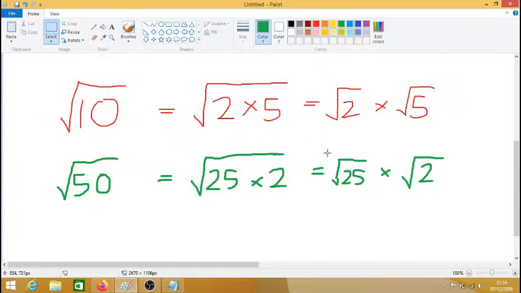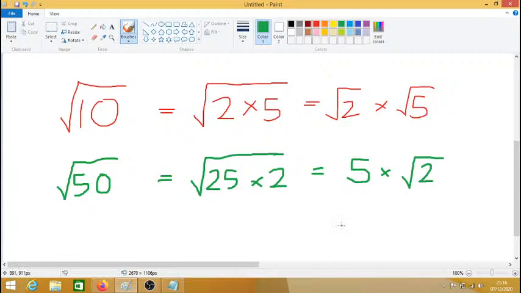That's going to be 5. So you can swap the square root of 25 with 5. Technically speaking, it's plus or minus 5, but with surds, you don't have to worry about that. You can just make it the positive one. So now I've got 5 times root 2 as my answer.